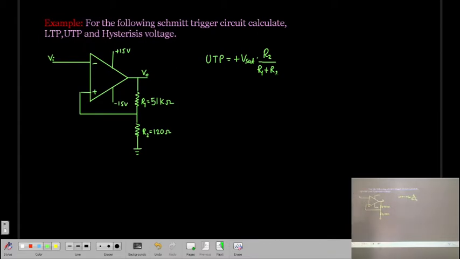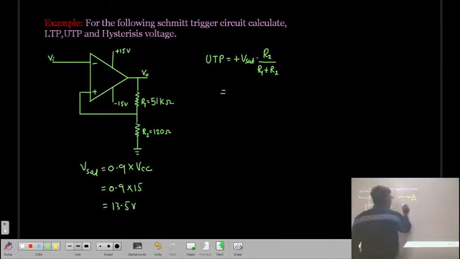And in this case, what will be the saturation voltage? The saturation voltage will normally be 90% of your supply voltage. So here, V saturation is 0.9 into VCC. The VCC voltage in the circuit is given as 15 volt, so my saturation voltage is going to be 13.5 volt. Now it can be plus V saturation or minus V saturation.